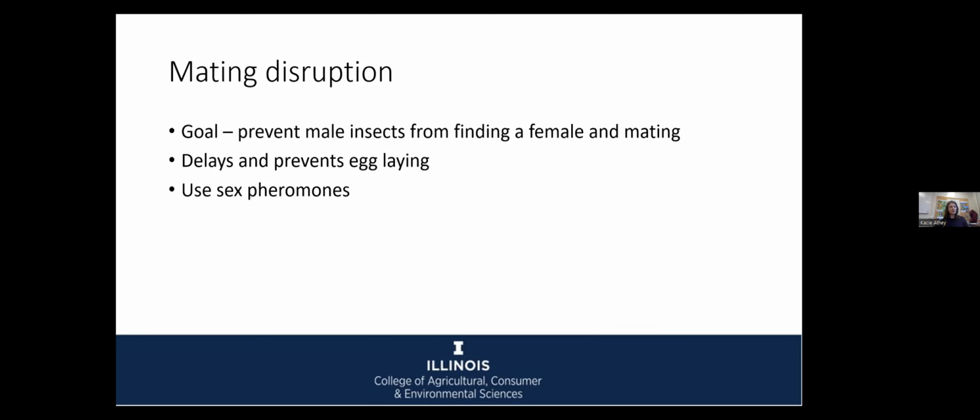I did want to mention that the other thing that pheromones are used for in apple production is something called mating disruption. As you start your journey in apple production, I would recommend looking into mating disruption, especially for things like codling moth. Mating disruption is a technique that prevents male insects from finding a female and mating. This can delay or prevent egg laying, and we use sex pheromones to do this.